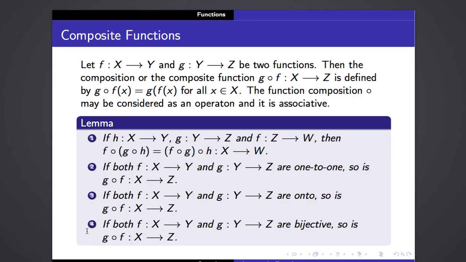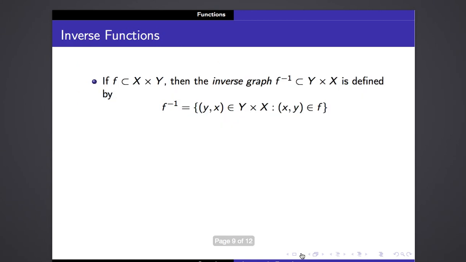Okay, so the last lemma is: if both the function f from X to Y and the function g from Y to Z are bijective, so is the composite function f followed by g from X to Z. That's pretty much clear, right? We can clearly obtain that by combining lemma 2 and lemma 3. Okay, right. Moving on.